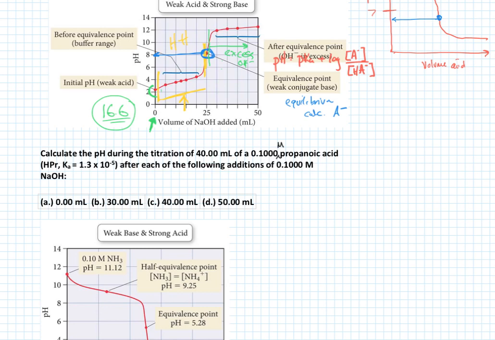So the problem is calculate the pH during the titration of 40 milliliters of a 0.100 molar propanoic acid. Your notes are corrected. Here's the Ka for this, and the shorthand notation is just HPr. After each of the following additions of 0.100 molar sodium hydroxide. So we got a couple different solutions. We got 0 milliliters, that's the beginning of the curve, 30 milliliters somewhere in this region, 40 milliliters at the equivalence point, and 50 milliliters beyond the equivalence point. Note these values do not correspond to this picture. It's a different titration, but there's 4 different regions. We're going to do 4 different calculations for this problem. So check out the next videos with the details of this actual problem set.